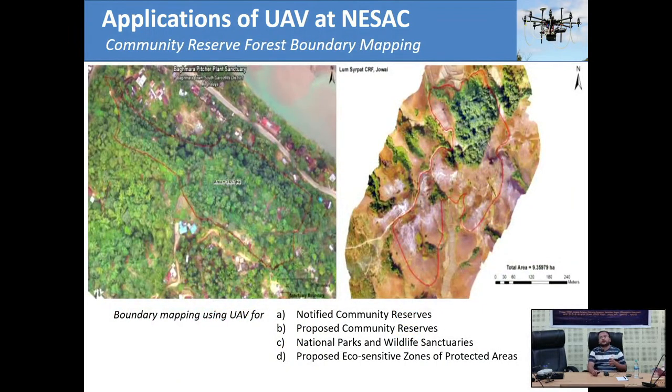Next is community reserve forest boundary mapping. If you are aware, in Meghalaya there are many forest areas, community forests, which don't have any boundary. People don't know, for example, that this forest belongs to community A, but where the boundary is, people don't know. For that purpose also we are using drones for the Meghalaya Forest Department, and we mapped many forests. Then forest people and village people come and jointly tell us, this is our boundary, this is our boundary. We mark it on the map. So now the proper boundary is identified. These are all day-to-day life applications you can see, and you can even imagine many more applications.